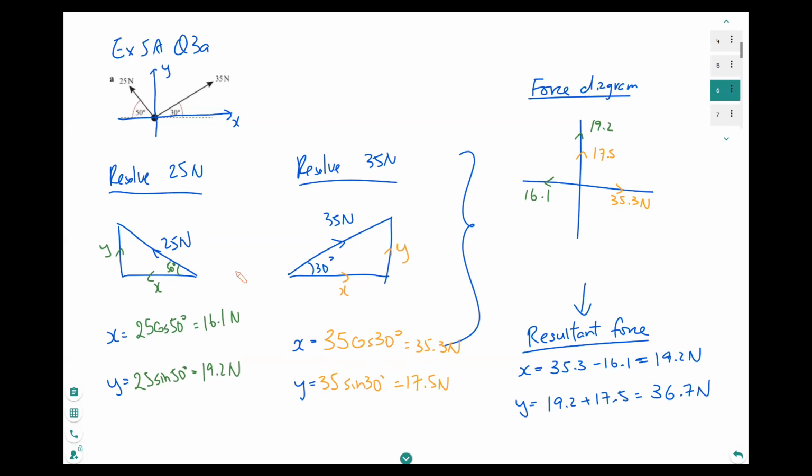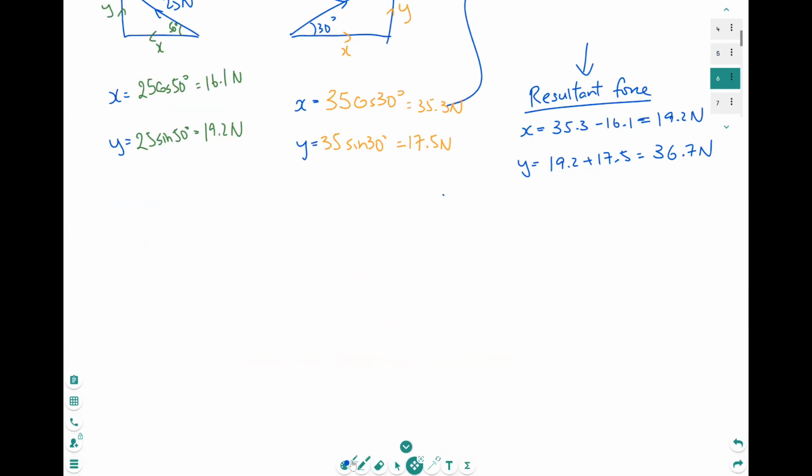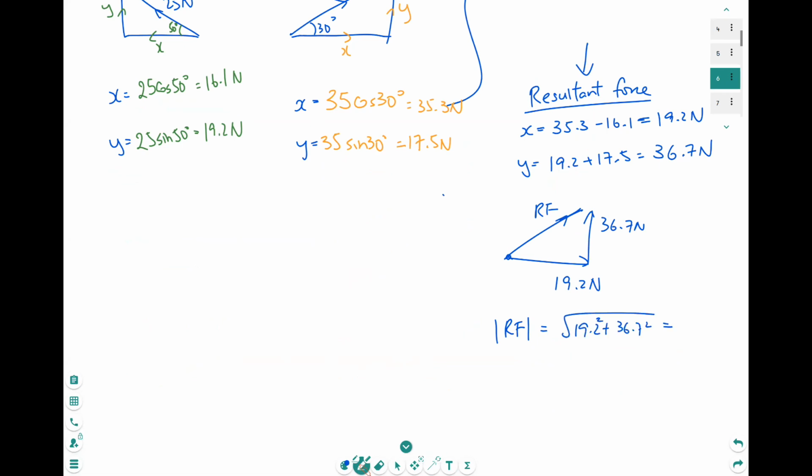So this is the answer for 5A question 3A. You resolve the forces and put them in a force diagram. Once you've done that, you then put in the resultant force, you've got the x and y. But the question also asks you for the magnitude. To find the magnitude, what we know is 19.2 to the right and 36.7 upwards. So that's the resultant force. The magnitude of the resultant force will be the square root, using Pythagoras, of the squares. And that will be 41.4 Newton.